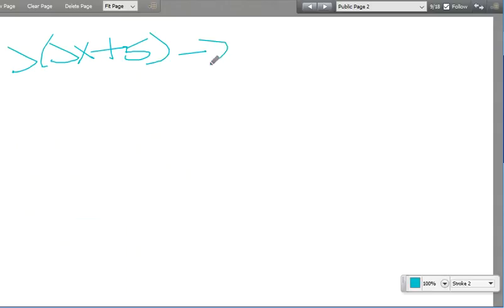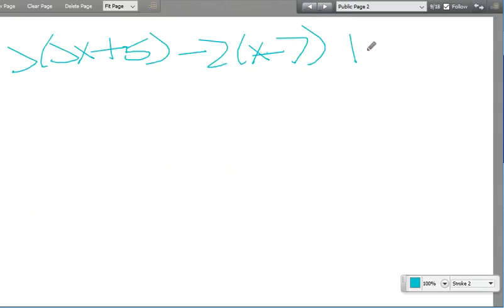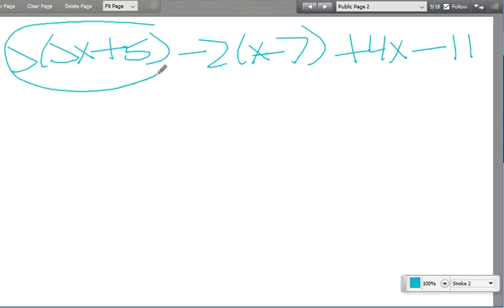Then we have minus 2 times x minus 7. You can see my pen is not being very cooperative tonight. And then we have plus 4x minus 11. Okay, so we are going to distribute this 3.